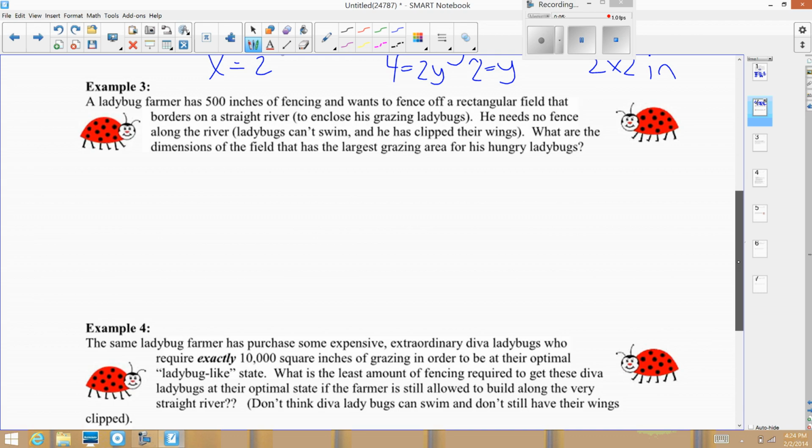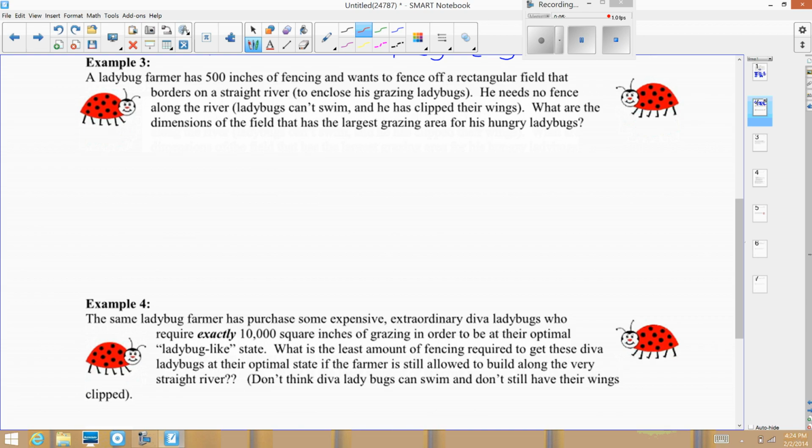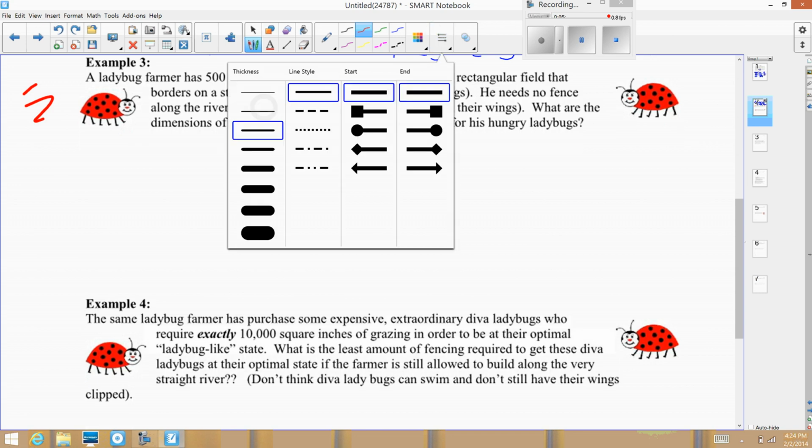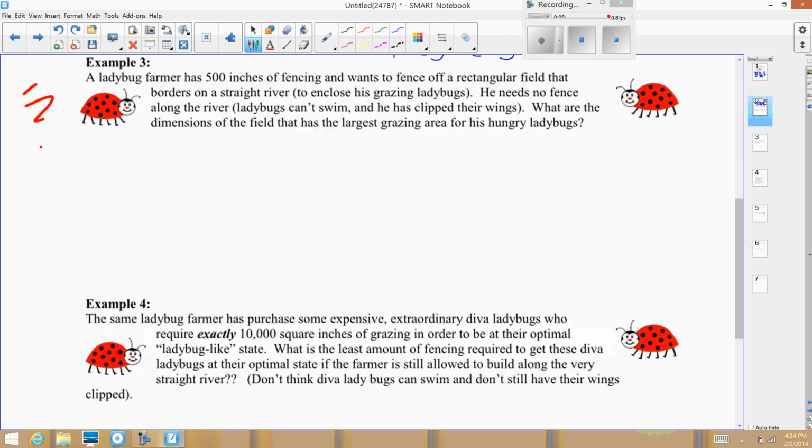All right, everybody loves ladybugs, right? Let me change my color here so we can have some ladybug fun. A ladybug farmer. We see them all the time, right? Has 500 inches of fencing and wants to fence off a rectangular field that's on a river. All right, so I might as well draw my river.